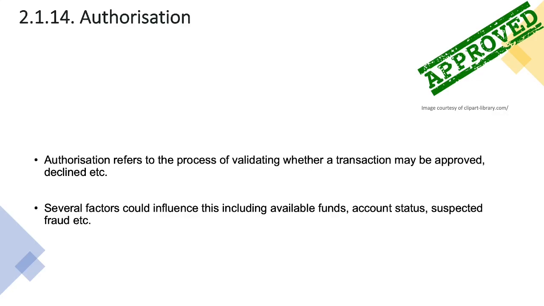Okay, so an authorization is the process of validating whether a transaction may be approved or declined. Basically, we are processing a transaction. It goes back to the issuer. The issuer says, let's come back with an authorization response. And the authorization response could be approval, could be a decline, it could be, hey, let's call the customer and see if everything's okay. And the outcome of this would be based on several factors, including an account status, suspected fraud, available funds, etc.